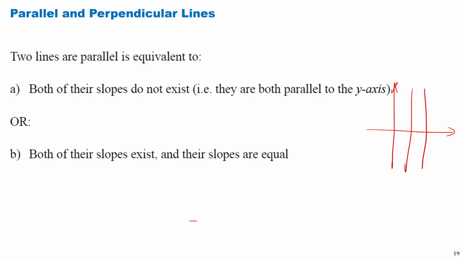And if both of their slopes exist, then their slopes must be equal, right? Did you get it? Two parallel lines means they could both not have slopes, or if both of them have slopes, their slopes must be equal. Okay, I will not prove this for you, and if you are interested, you can refer to some other references.